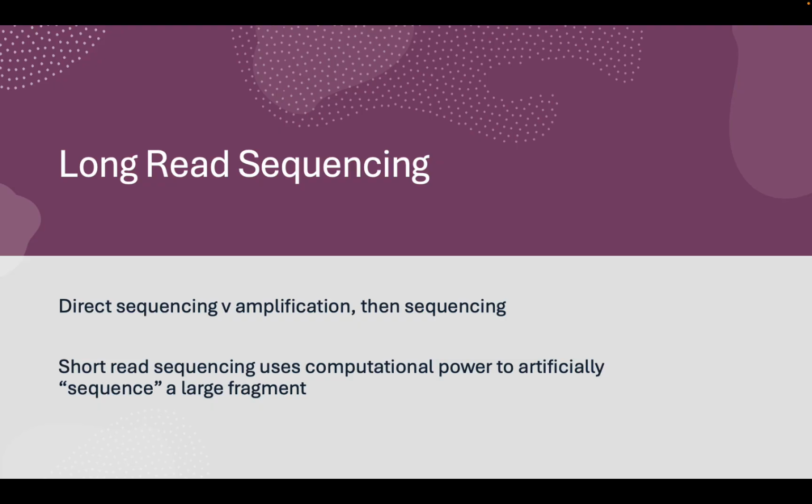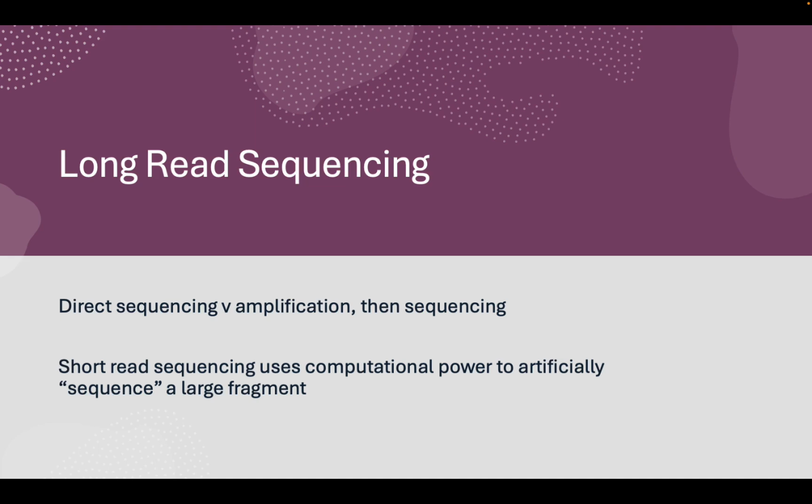What short read sequencing does is it uses the computer to sequence a large fragment. You're not actually sequencing a bacterial genome. You're sequencing 150 to 300 base pairs and then gluing them together later. And on Thursday, when we talk a little bit more about assembly, I'll give you an analogy that hopefully will make some sense with that.